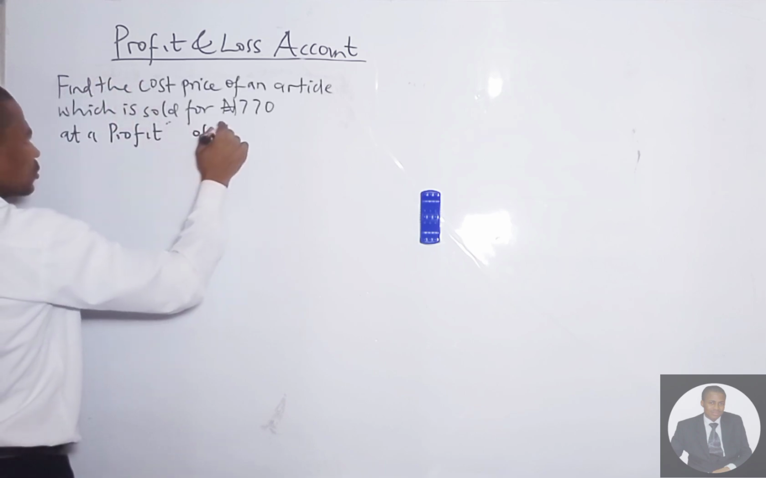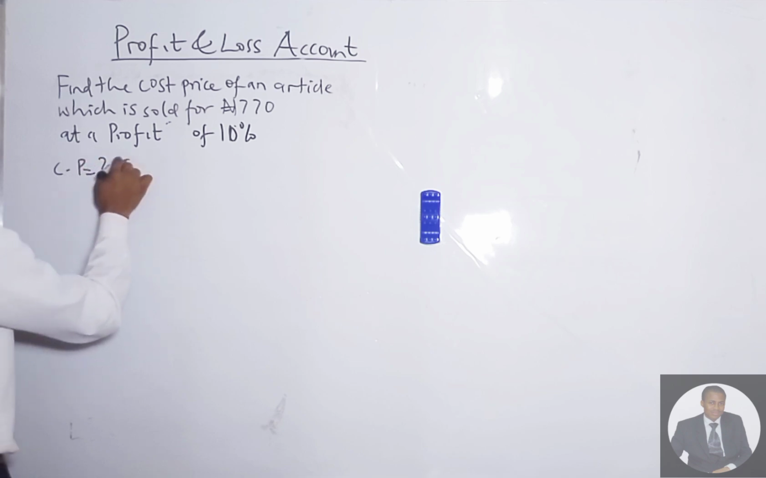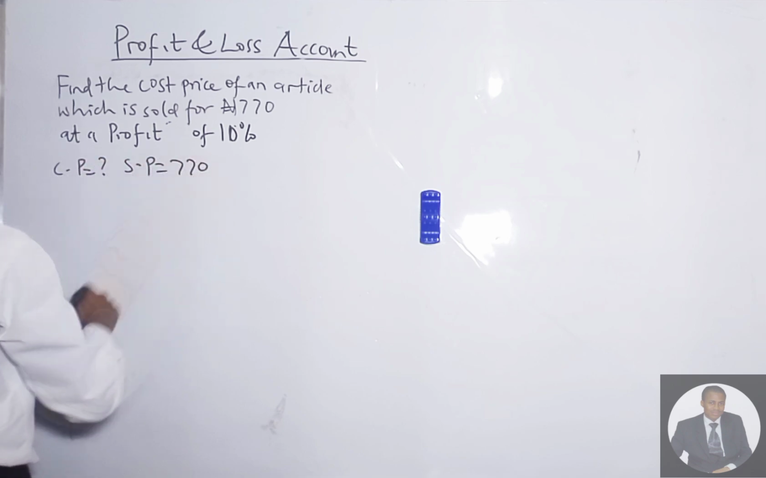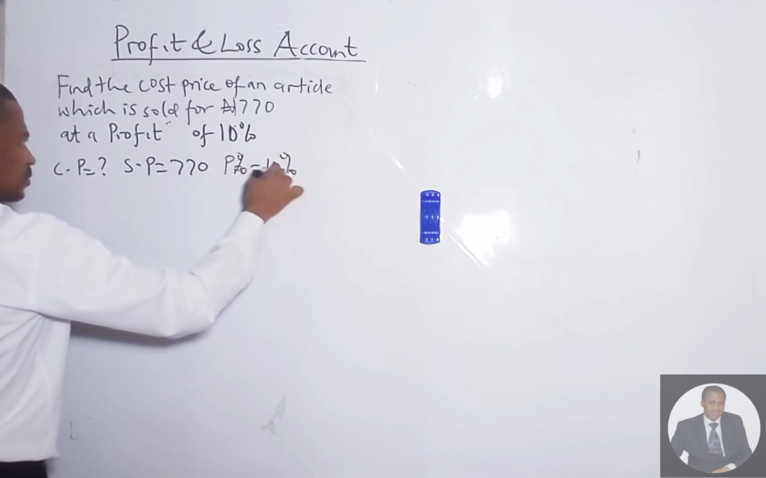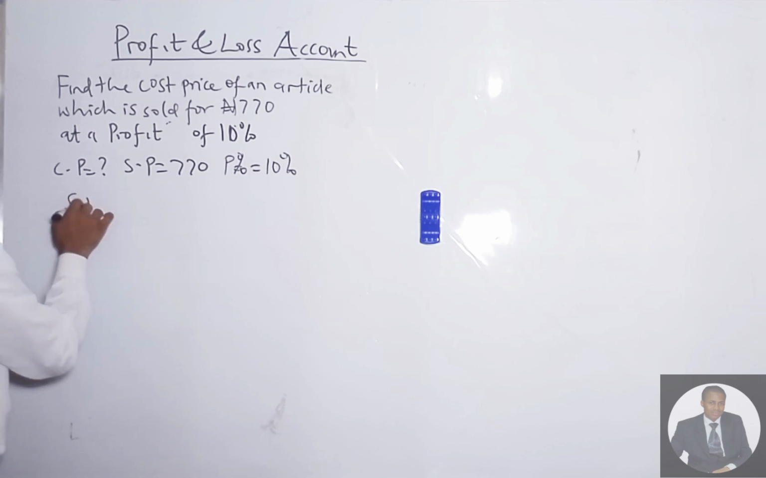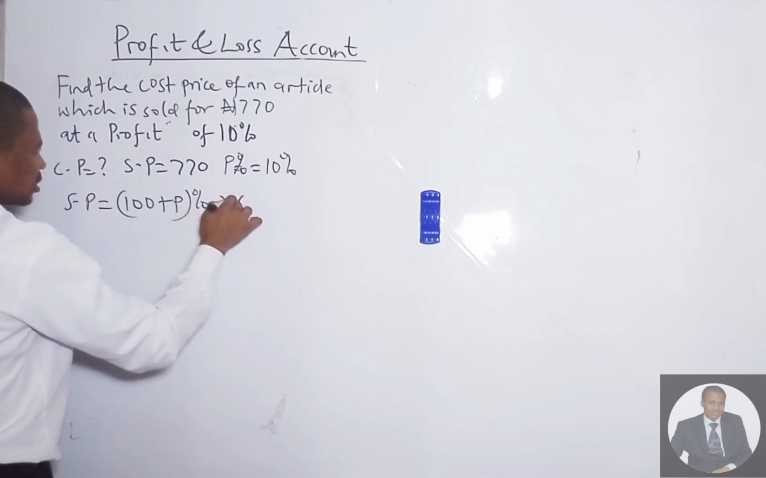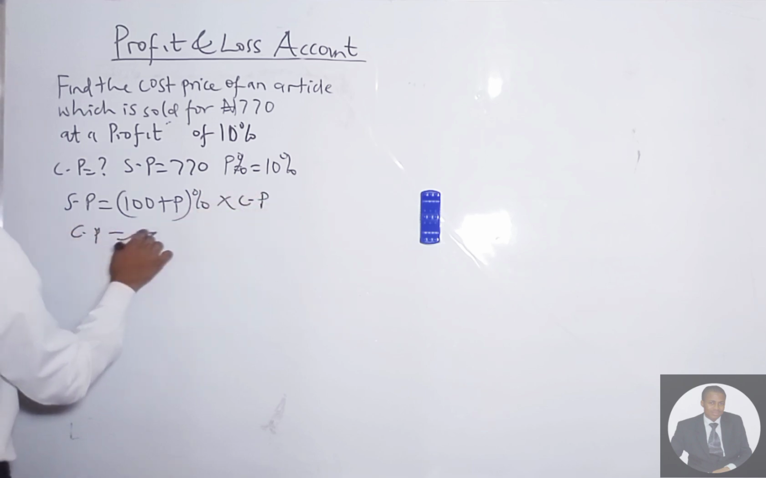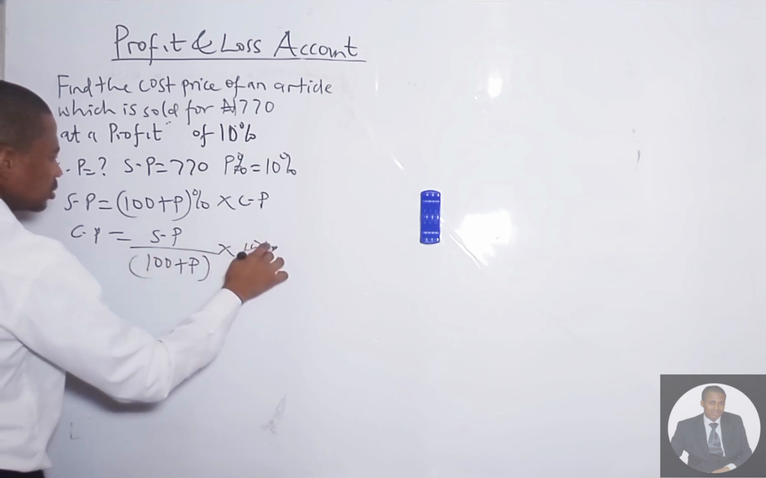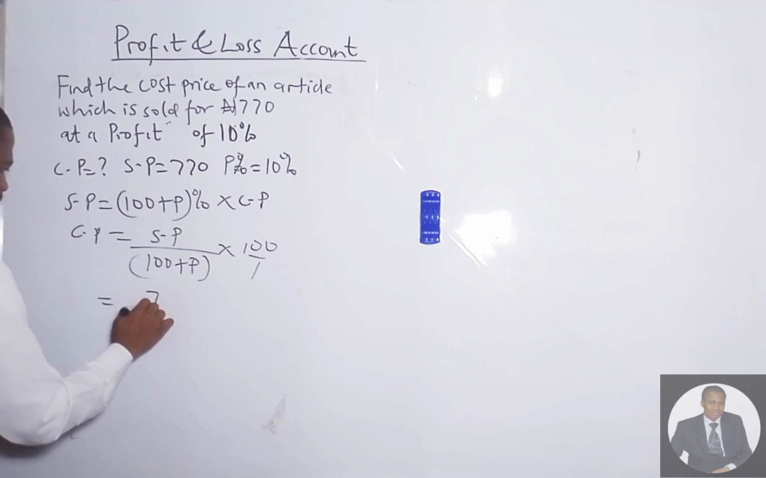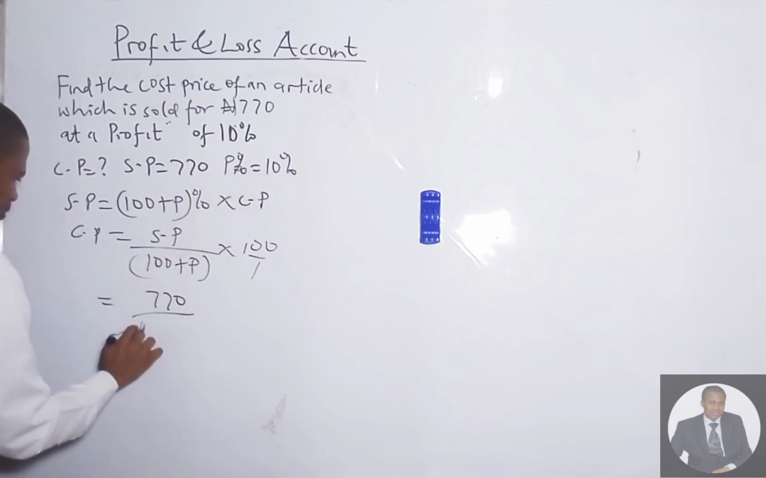Find the cost price given a profit of 10%. Cost price is unknown, but we are given the selling price to be 770, and then we are given a profit percent of 10. What formula comes to mind? Selling price equals 100 plus profit, open and close bracket, percent times cost price. So our cost price here will be the selling price over 100 plus profit times 100 over 1. So the selling price is what? 770. Now the profit is 10. So we'll say 100 plus 10.